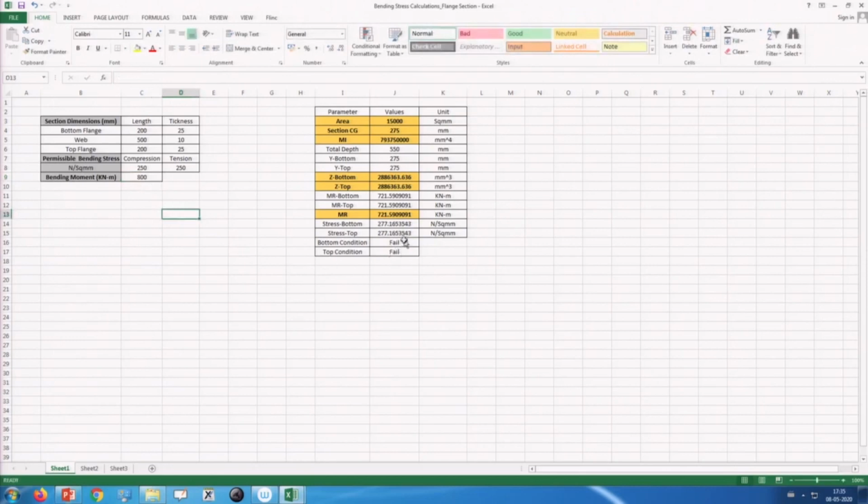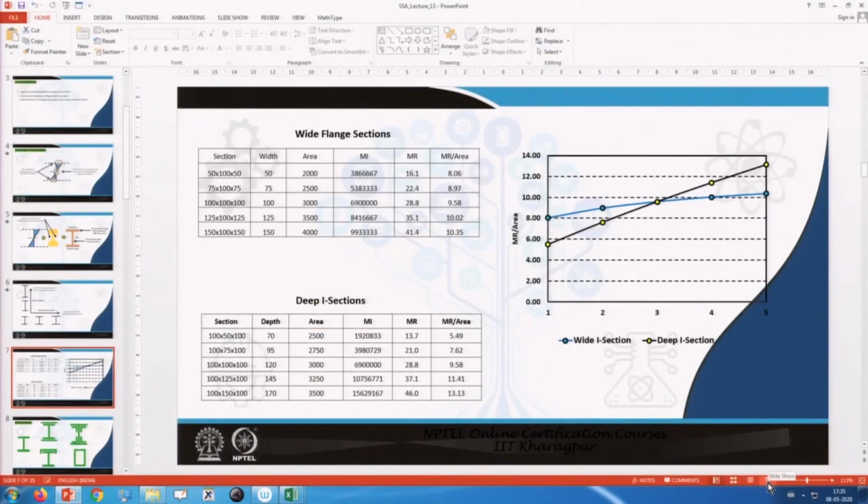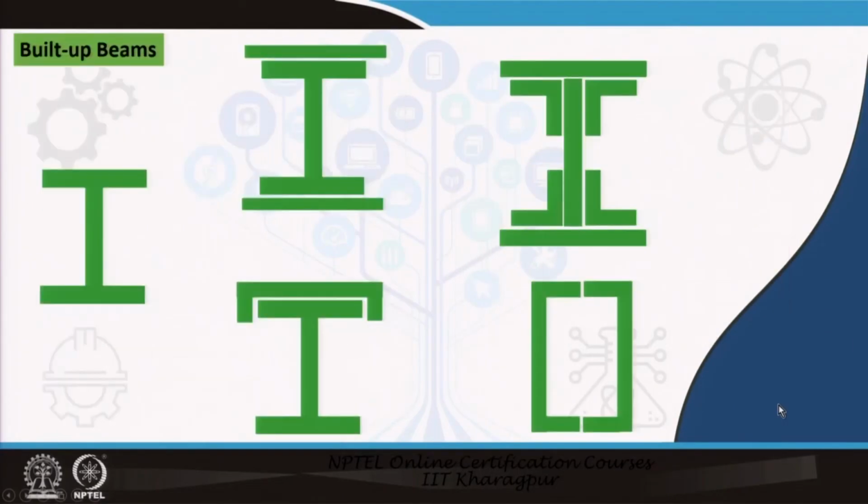This will directly change to fail, because the stress is much more, 277, which is much higher than the 250 compression and tension. So, that way you can see that all the things can be calculated by virtue of this Excel sheet. So, let us go again. In the next, we can think of some kind of a built up section.